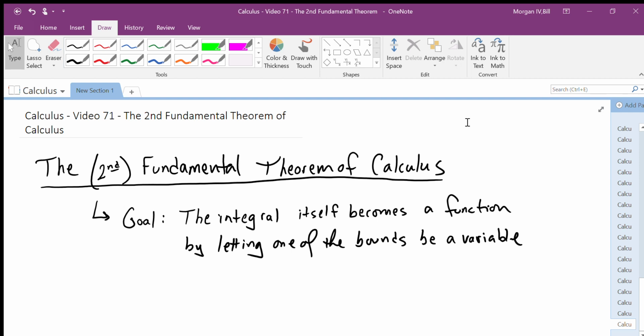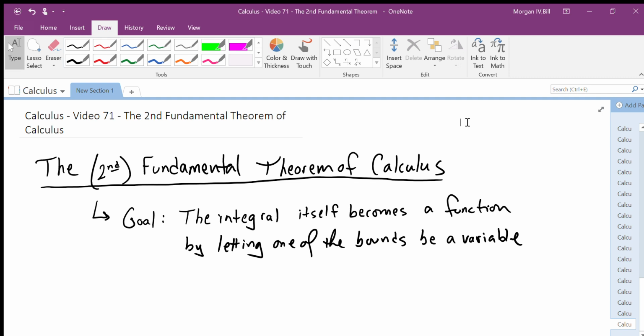Calculus, video 71, the second fundamental theorem of calculus. This is sometimes called the second fundamental theorem of calculus, or sometimes just a part of the larger fundamental theorem of calculus. Some textbooks separate these into two different parts, and some textbooks just lump them together. I like to think of this as the second part of the fundamental theorem of calculus.